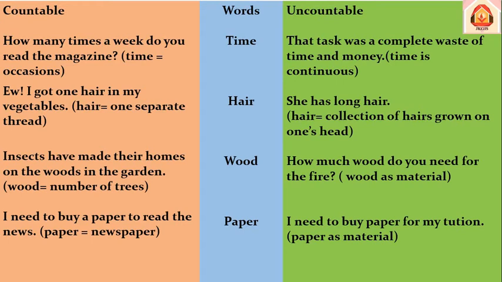I need to buy a paper to read the news. Paper here is countable. One paper, one newspaper you will buy, and we can get the news of the whole country and the world. I need to buy paper for my tuition. So here the paper is a material. So here the paper is uncountable.